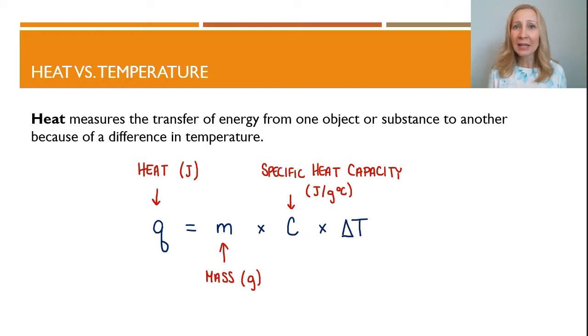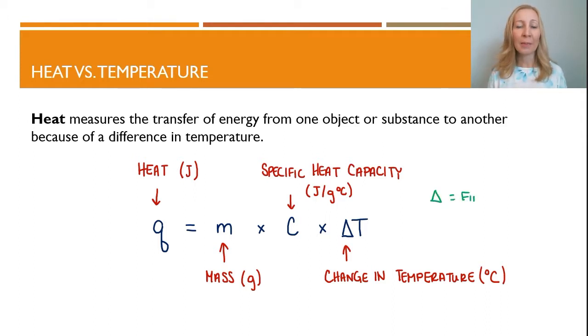The last thing we need to know, if we're figuring out the amount of energy it takes to heat a substance, is how much we're heating it. If we heat it 100 degrees, it's going to take a lot more energy than if we only heat it 2 degrees. So the change in temperature is the third component. So we have the mass in grams, we have specific heat capacity in joules per gram degree Celsius. And by the way, the specific heat capacity is specific for each type of substance. It's not something that's universal. And then we have the change in temperature, which is measured in degrees Celsius.